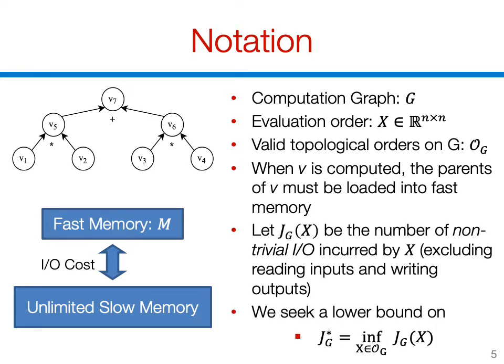In this paper, we count non-trivial I/O. We do not directly include the cost of reading inputs or writing outputs. Instead, we assume that inputs can be read from the user directly into fast memory, and outputs are reported to the user immediately as they're computed. However, if an input is evicted from fast memory and is still needed elsewhere in the computation graph, it has to be written to slow memory and then read again. Let J of x be the non-trivial I/O incurred by x. We seek a bound on J star, the lowest I/O cost of any evaluation order on the graph G.